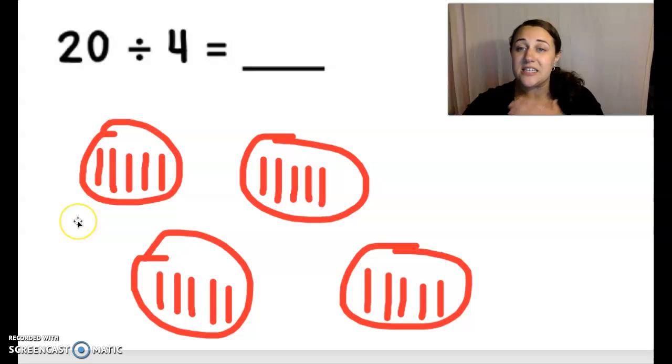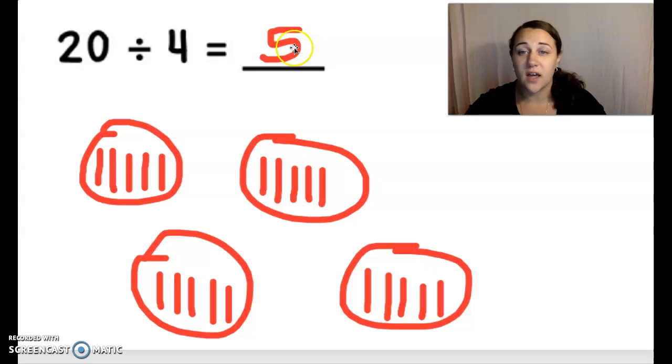So remember, friends, when it's in each group, that means I have 5 in the first group, 5 in my second group, 5 in my third group, and 5 in my fourth group. So my answer is 5. So 20 divided by 4 equals 5.